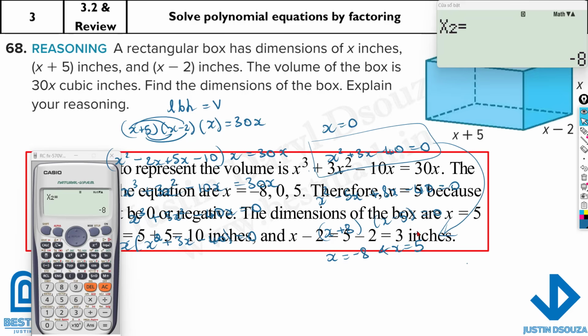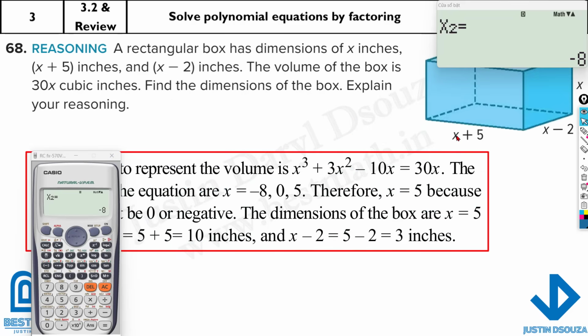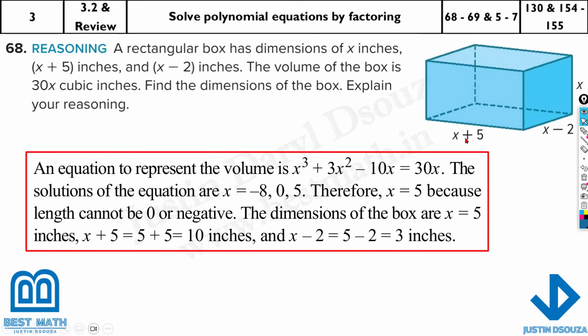And so the answer was x is equal to 5, and then just substitute it back in this. So if you put 5 plus 5, it's 10. You can see 10 inches of length, and the width should be, sorry, it's 5 minus 2, not 8. It's 5 minus 2. It's 3 inches of width and the height is 5.